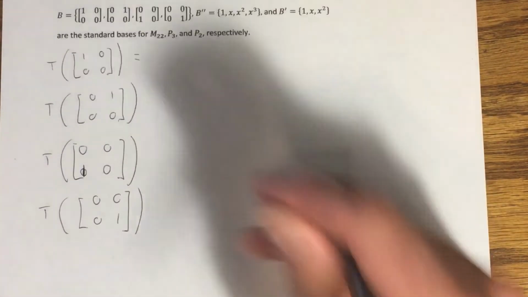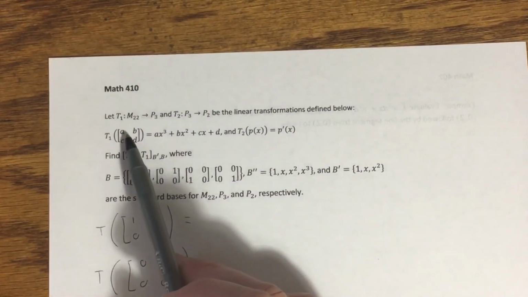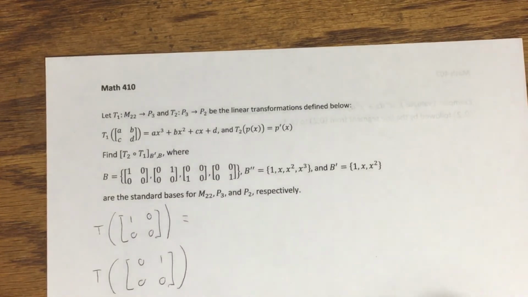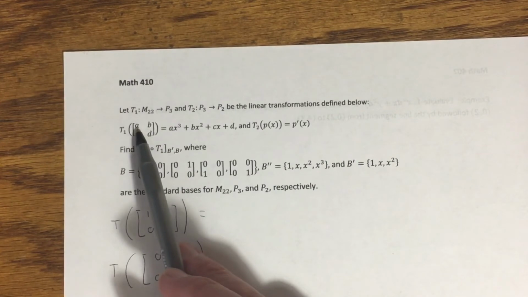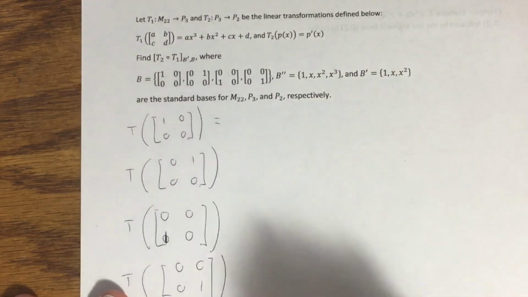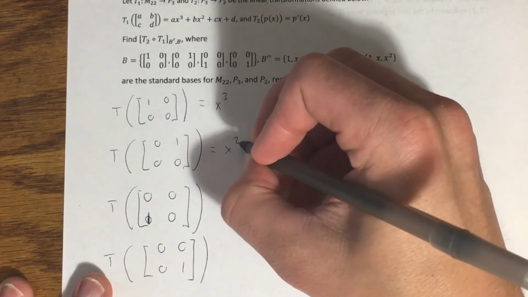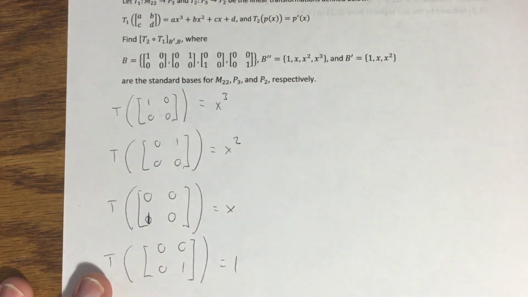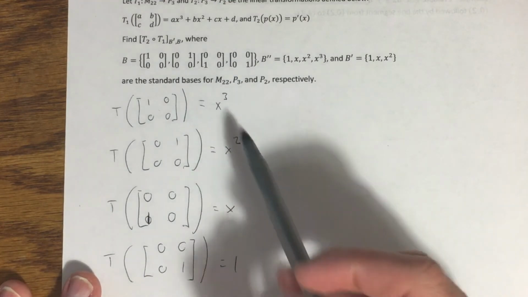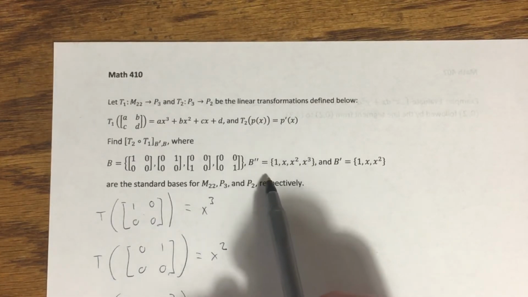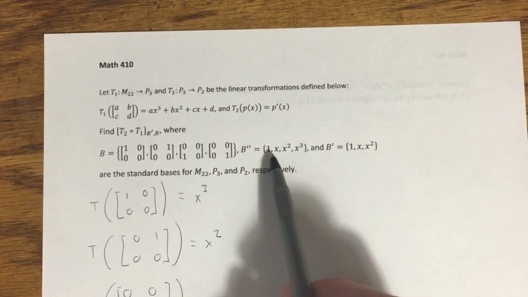What are each of these equal to? Well, again, what this does is it takes these entries and multiplies them as coefficients on this polynomial. So the only non-zero coefficient I have is a, which gets multiplied to a cubed in this first case here. That means I'm looking at 1x cubed, or just x cubed. Similarly, this will be equal to x squared, x, and 1. That's going to be the results of this. Notice, however, that these are exactly the vectors in B double prime, so just in reverse order.